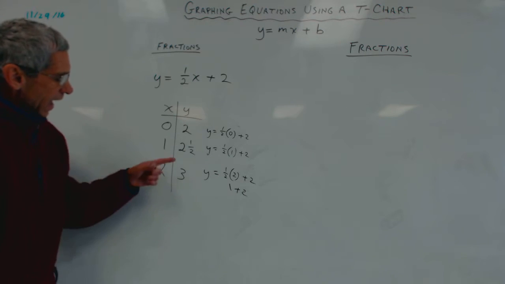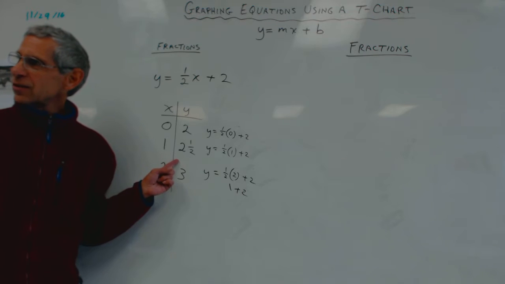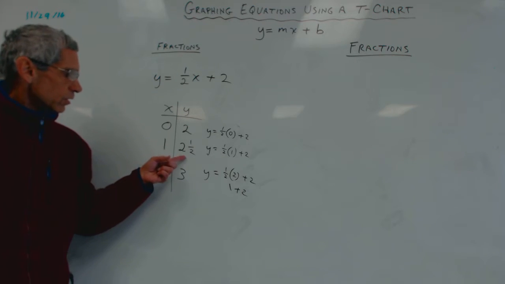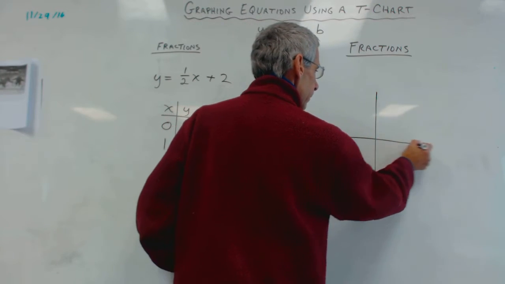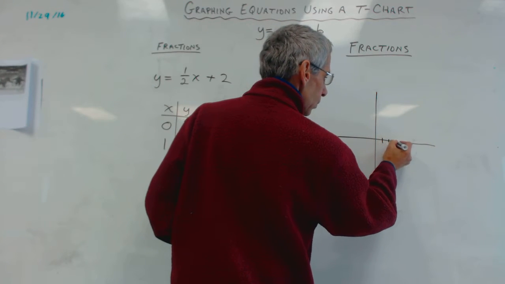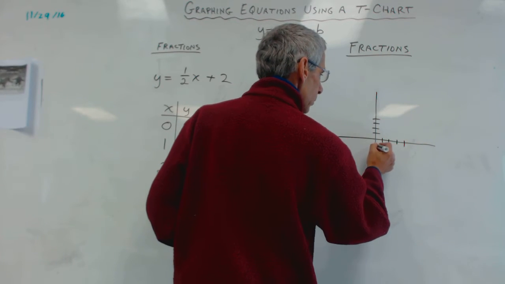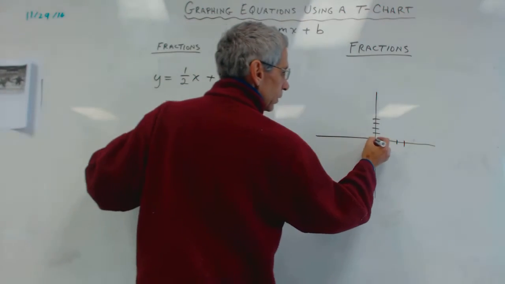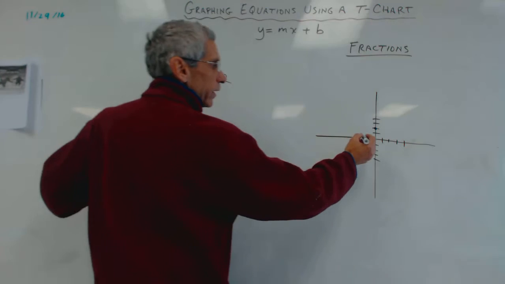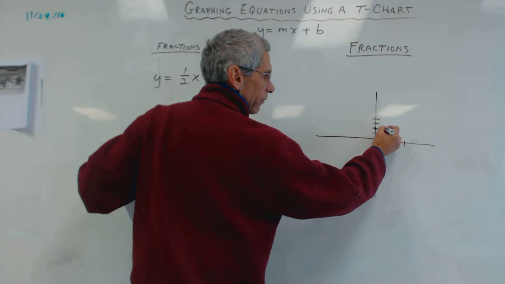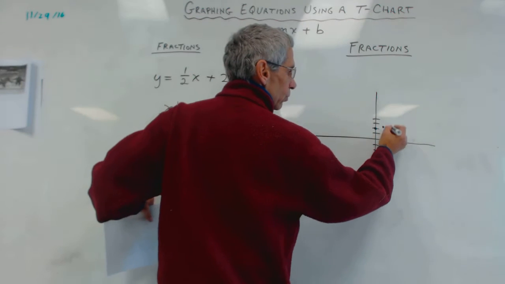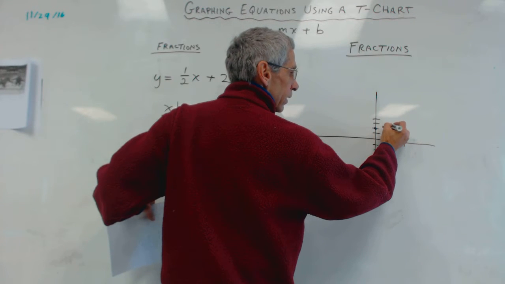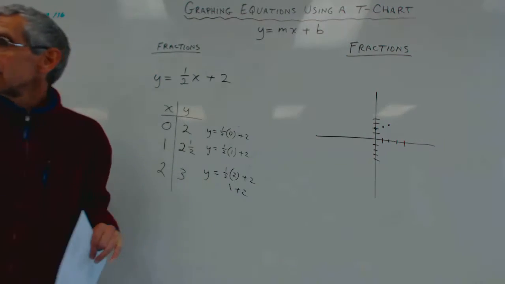So when you're dealing with halves, it's not so hard. You can graph a half, right? If I had to graph a half, I could do it. So we have points: 0, 2, up there. 1, 2.5. And then 2, 3 is right there. Okay, that worked fairly well, didn't it?